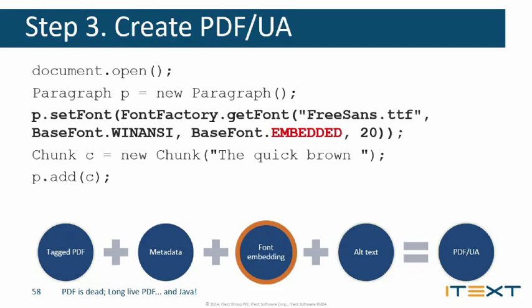So when we added the paragraph before, we didn't specify any font information at all, which means that iText will use Helvetica size 12 by default. Now we're specifically setting a font. We're using a free TrueType font file. And in red you can see in bold that we are now telling iText to embed the font in the PDF.